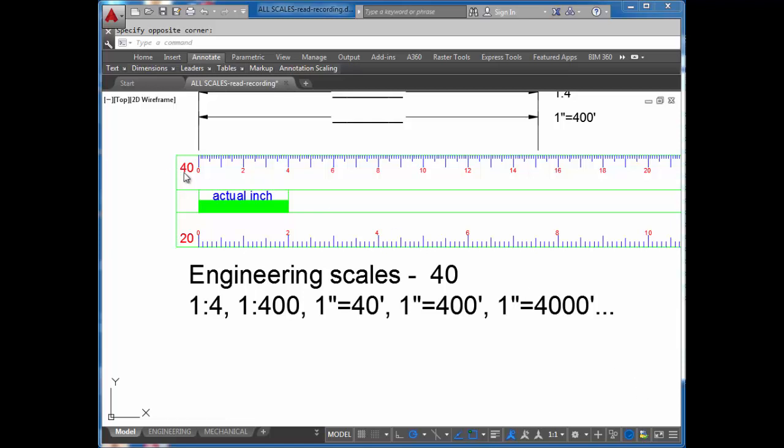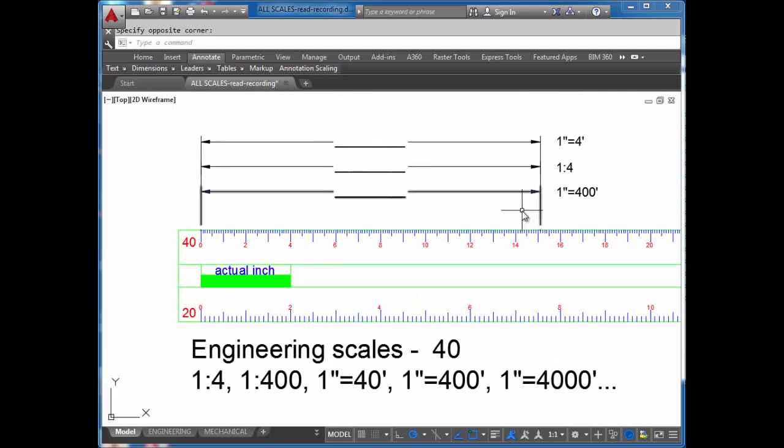We're going to take a look at the 40 engineering scale. This scale can be used for any one of these scale scenarios. 1:4 means that this would be 1 inch is equal to 4 inches. So this would be 1 inch is equal to 400 inches. We could use it in a civil application so that 1 inch is equal to 440 feet, or 1 inch is equal to 400 feet, and so on.